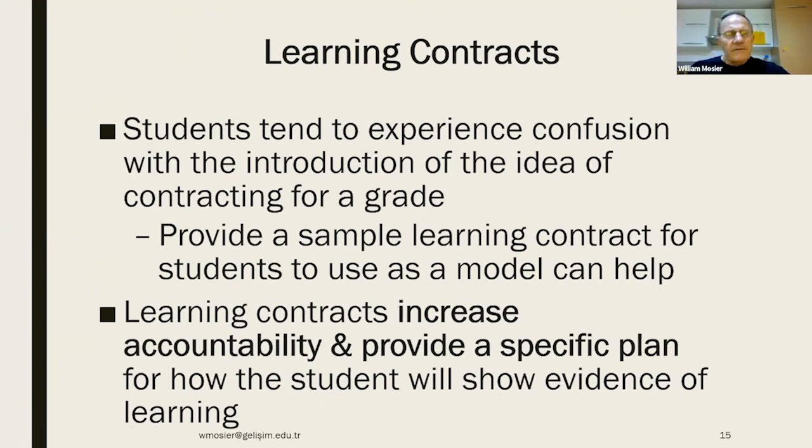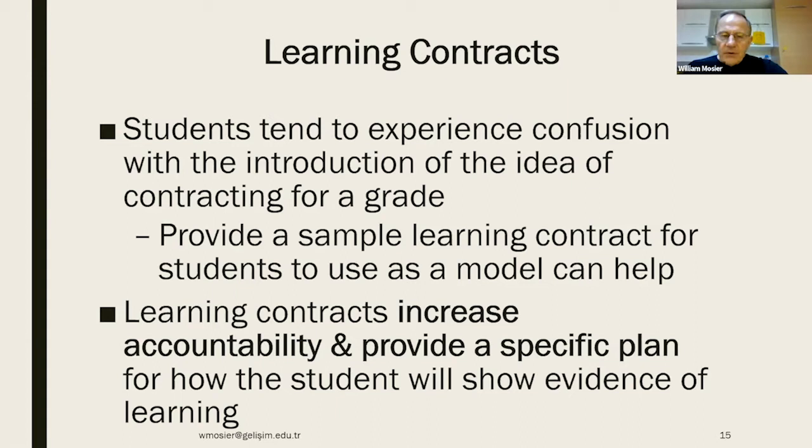Students tend to be really confused about this whole idea of introducing them to contracting for a grade. So you want to provide a sample learning contract, maybe several, for students to use as a model for them to create their own learning contract. Now, where would you get these sample contracts? There are scores and scores of learning contracts online available. You just Google learning contracts for college students, and you can see how the options that appear for you can be adapted by you to create a model for a learning contract that works for you and works for your students.